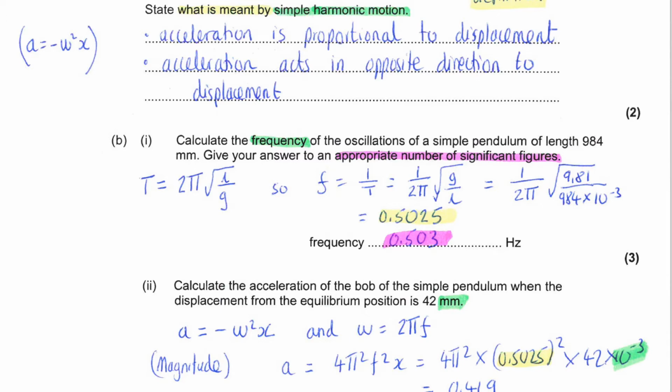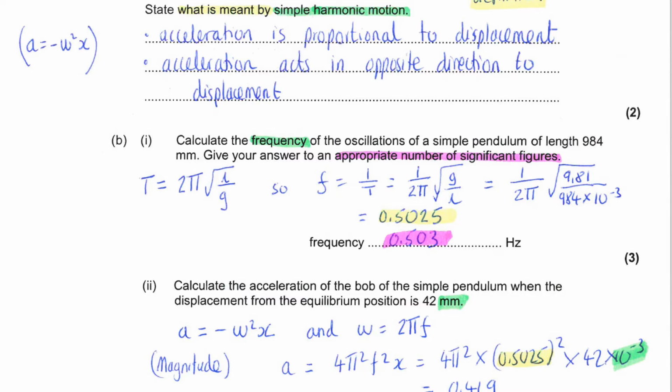Next, you're asked to calculate the frequency of oscillations of a pendulum of a given length. On the data sheet, you can find the expression for the time period for a pendulum. The question is asking you, however, for frequency. So you also need to use the fact that the frequency is a reciprocal of the time period. So here we have taken the reciprocal of the previous equation.